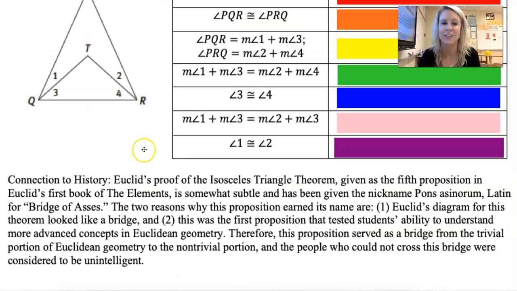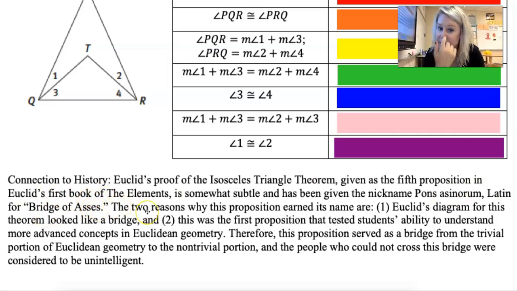All right, before we go over the answer, I'm going to read this connection to history real quick because I think it's so interesting, and it basically says this was a really hard proof. So connection to history: Euclid's proof of the isosceles triangle theorem, which we're about to do, is given as the 5th proposition in Euclid's book of the Elements. It is somewhat subtle and has been given the nickname Pons Asinorum, Latin for bridge of asses.